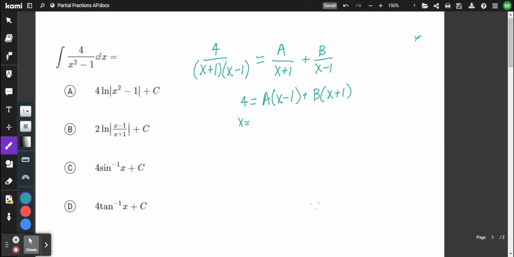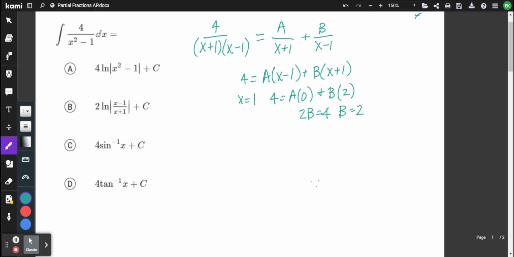So let's start with this one, it's not going to be too bad. x equals 1. I'm going to plug in 1, and I'm going to get 4 equals A times 0. So that's going to zero out the A, and then B times 2. So 2B equals 4, so B equals 2. So I got my first one.